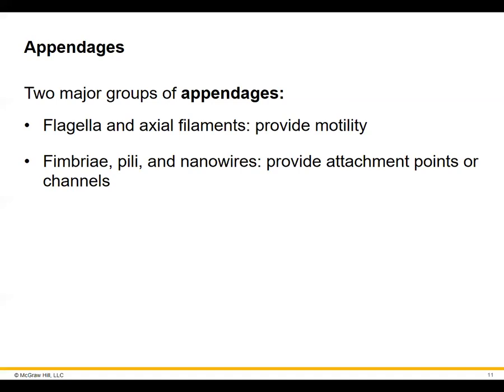Flagella and axial filaments are the things that allow the cells to move. The one that I am more concerned about you guys knowing, and it's on your study sheets, is going to be the flagella. And we're going to talk about the flagella and how it works for the bacteria for motility here in a moment, because it is pretty neat. But if you're just trying to attach to things, fimbriae and pili and something called nanowires are going to allow for attachment points or creation of channels between cells, but they are not involved in motility, only really the flagella for our purposes. Okay. All right.